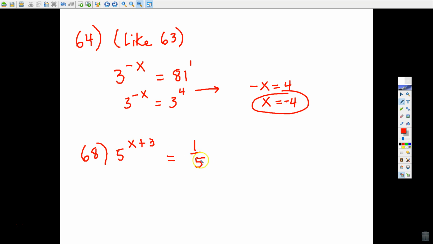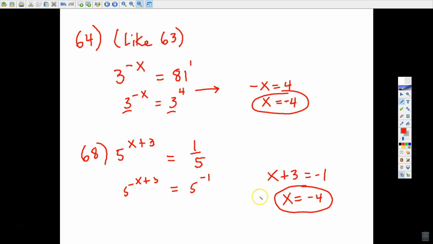Okay, same idea here. Rewriting this so that it's the same base on each side. I'm going to do 5 to the x plus 3 equals 5 to the -1. I just found a different way of representing 1/5 using 5 as a base. Now that the bases are the same, I take the exponents and I make them equal to each other, and I solve for x, and once again, I got x is -4 as my solution.